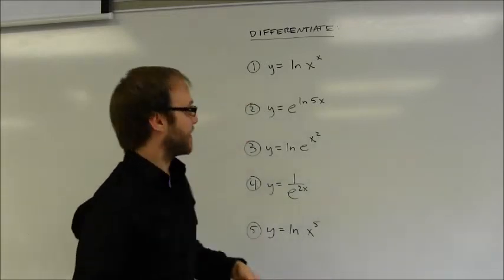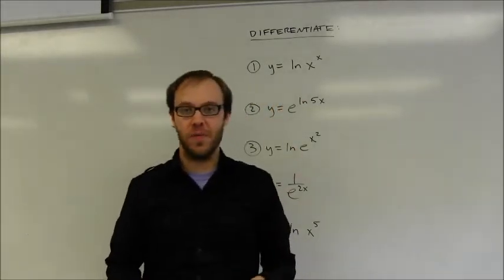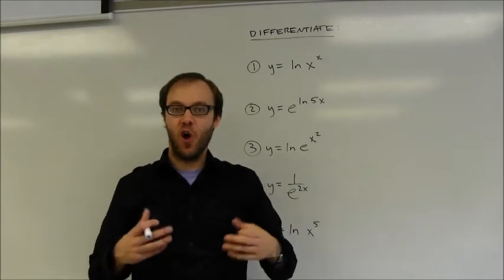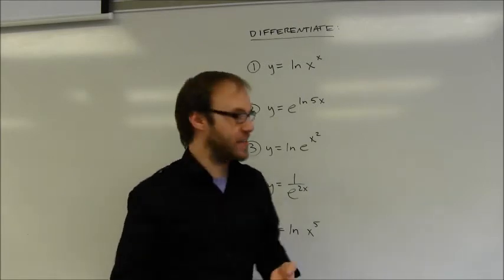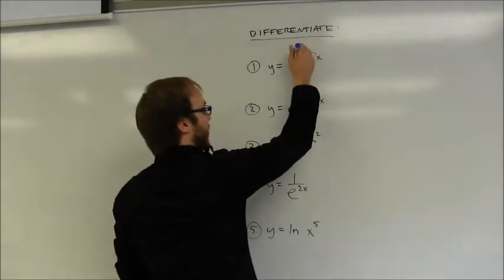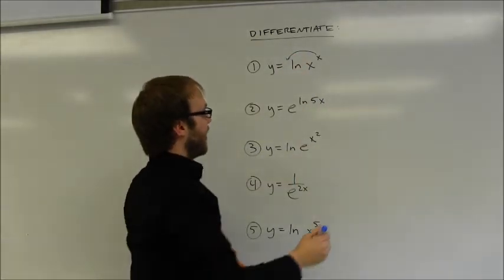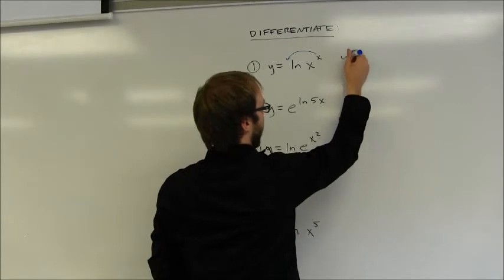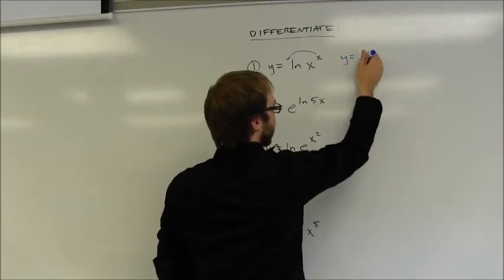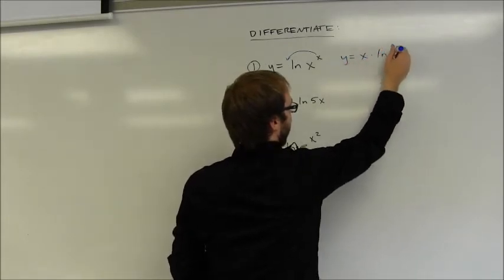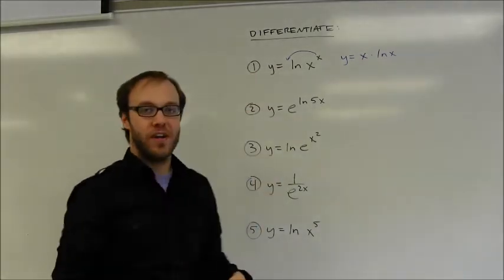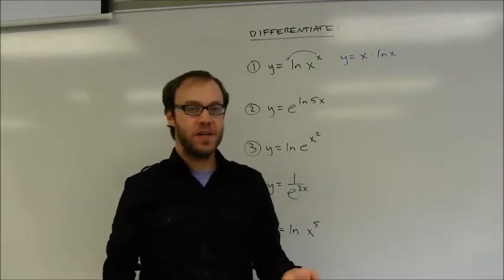You'll notice in this case, it's already written in a log form. So if you remember, when you have a log of a value with an exponent, that exponent can be brought around out in front, and I can rewrite it into that form. And the new form is going to be y equals x times the natural log of x. And at this point, it's just a product rule problem.